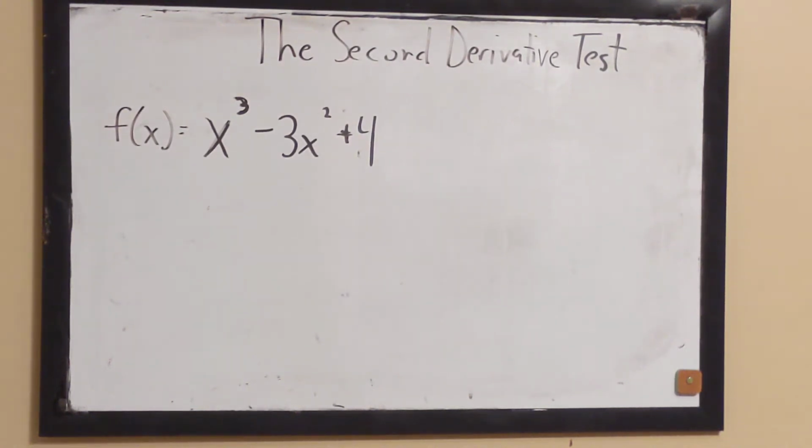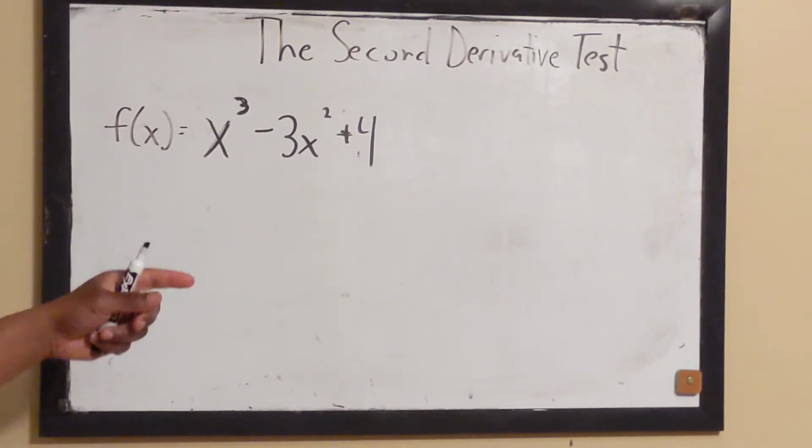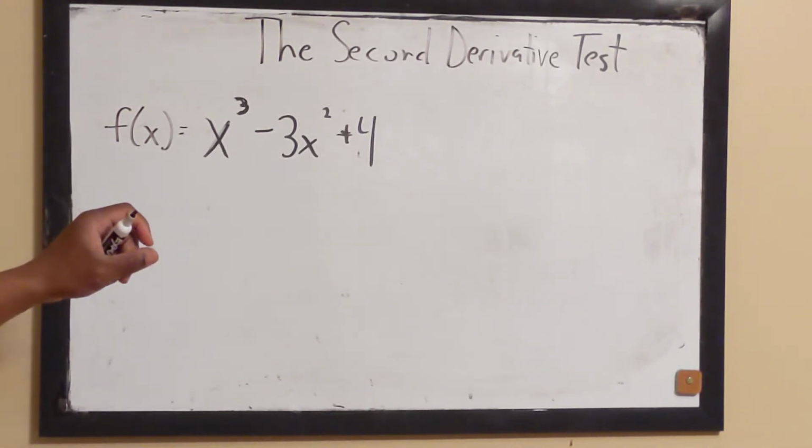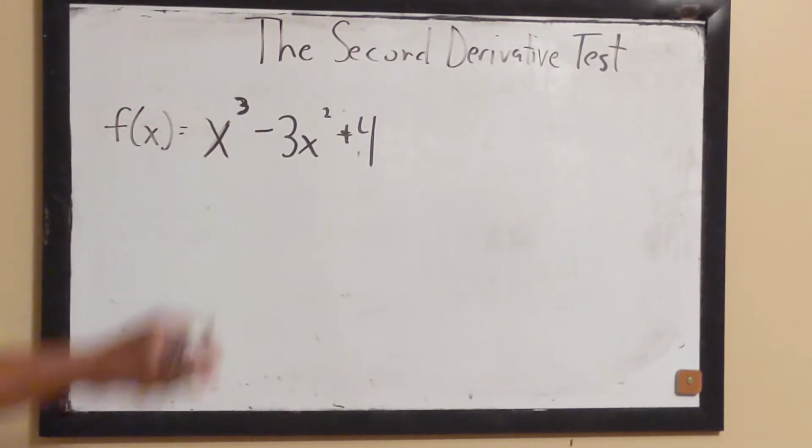Okay, first we're going to look at the second derivative test. All right, we already learned how to use the first derivative to find the relative maximum and minimum, but now we need to use the second derivative test. All right, this is what we do.